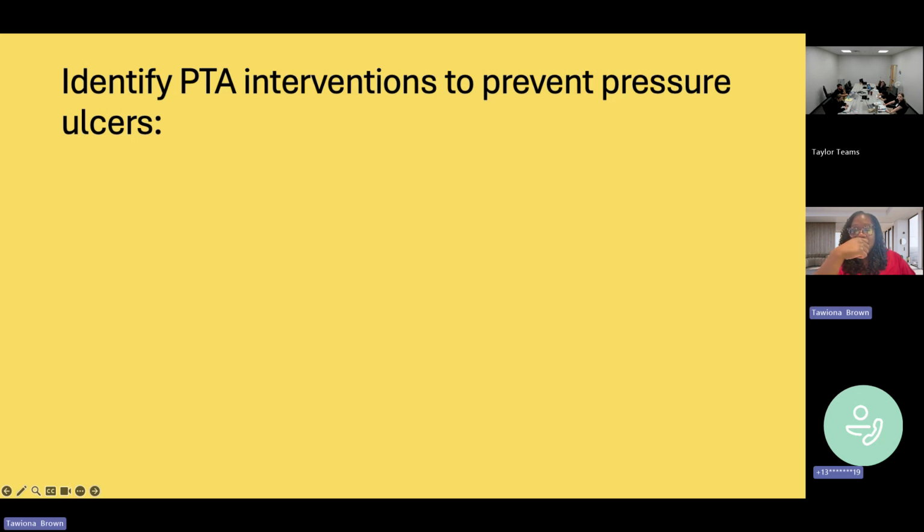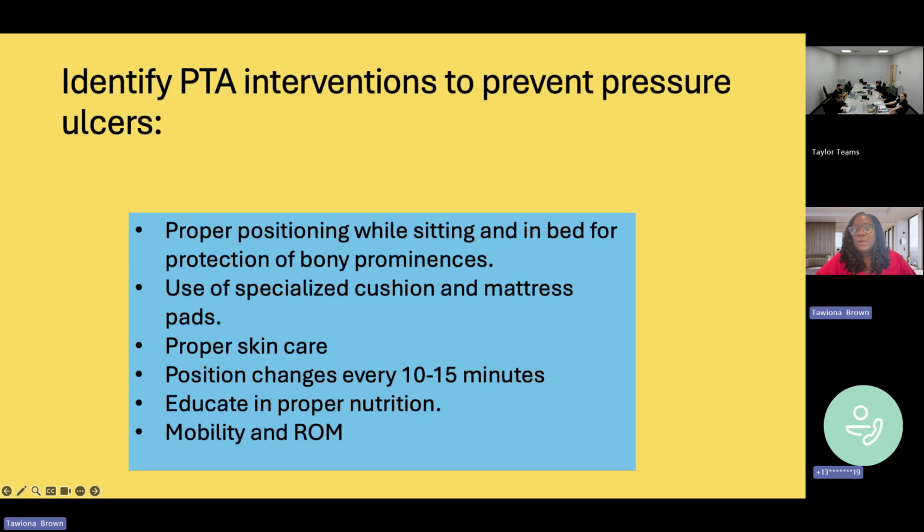Weight shifting, or pressure relief. How often should pressure relief be done with your wheelchair-bound patient? Every 10 to 15 minutes. Perfect.